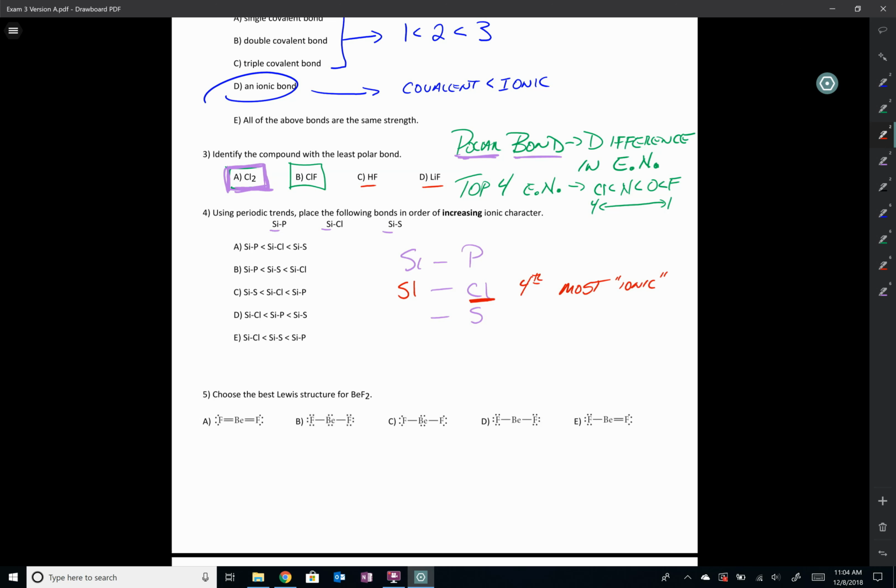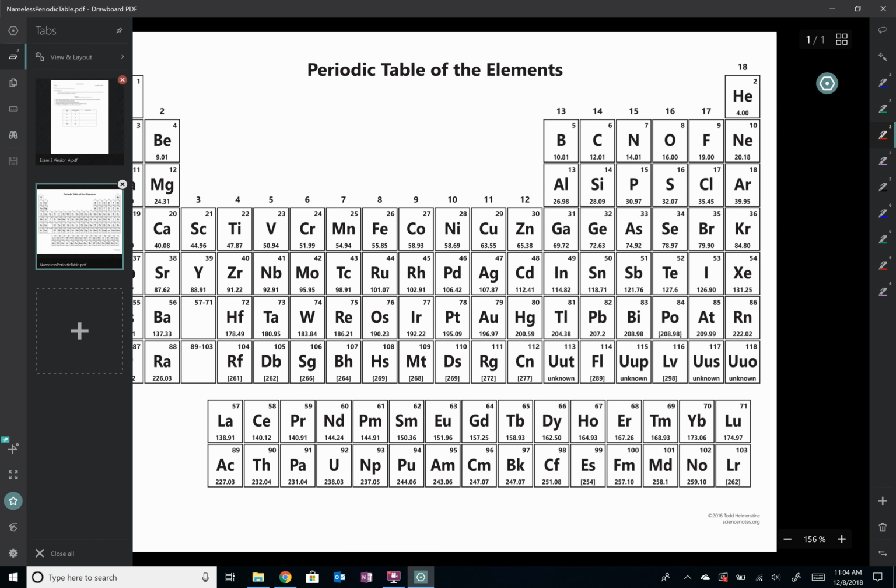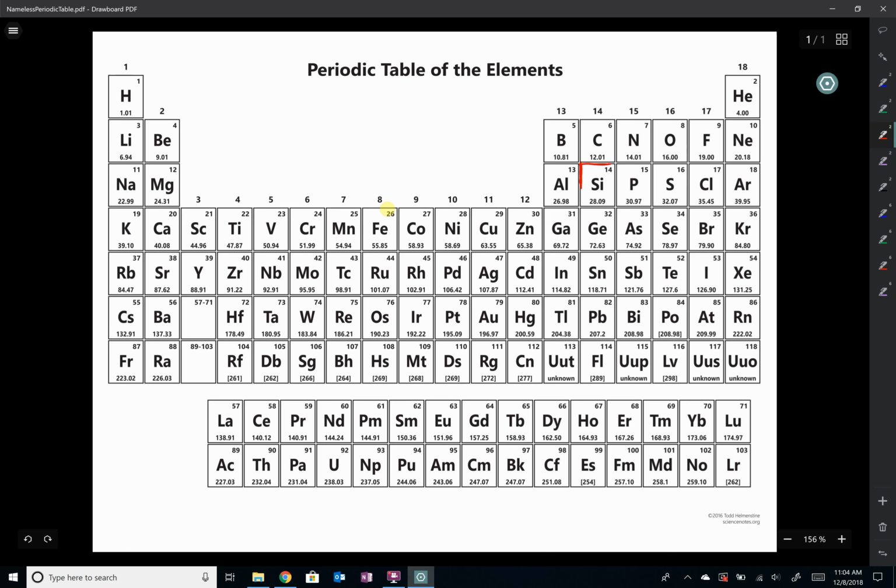Now we have to look at phosphorus versus sulfur. So let's take a look at the periodic table. Here's silicon, here's phosphorus right next to it, here's sulfur, and here's chlorine.